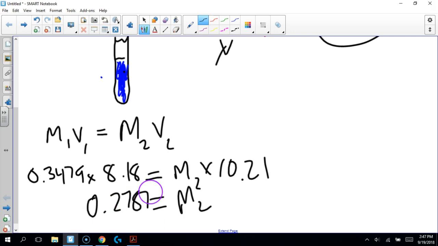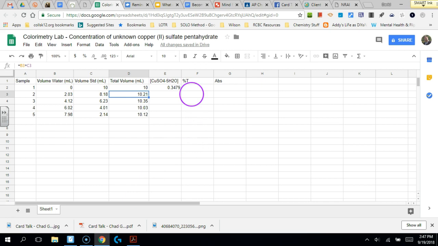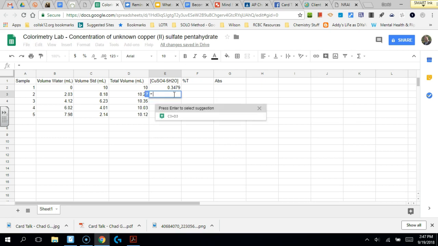Now, that's how we do the dilution formula, and you're going to have to do that because we're going to want to plot concentration versus percent T. Okay, so what we can do is, just like we did over here, we can set this to do that math for us. So how's the spreadsheet going to do that? We're going to set that equal. Equal tells the spreadsheet to do math in that cell.